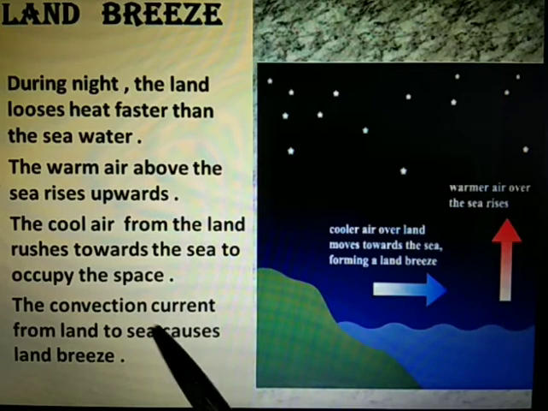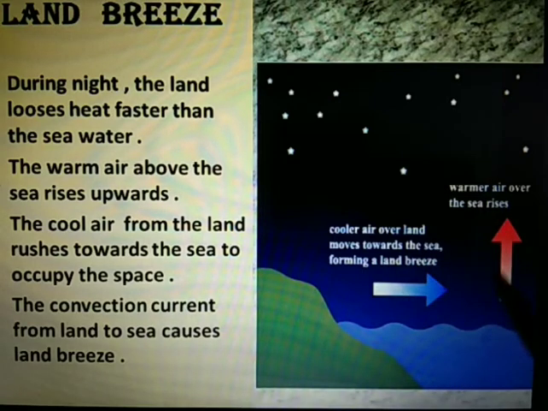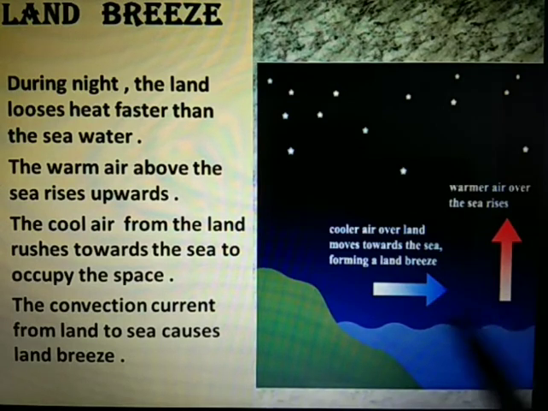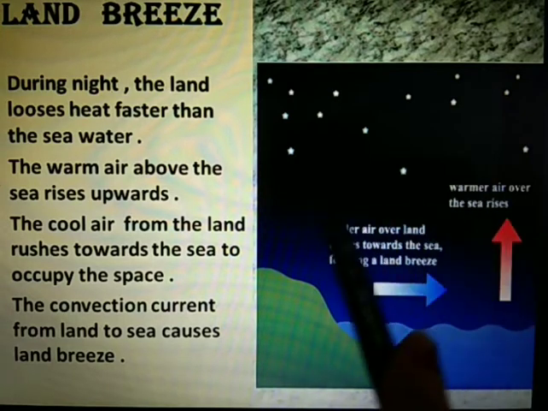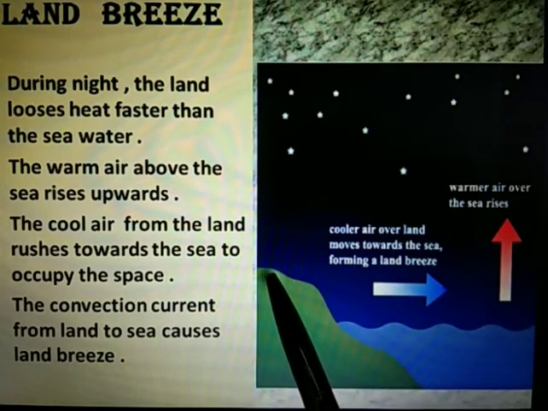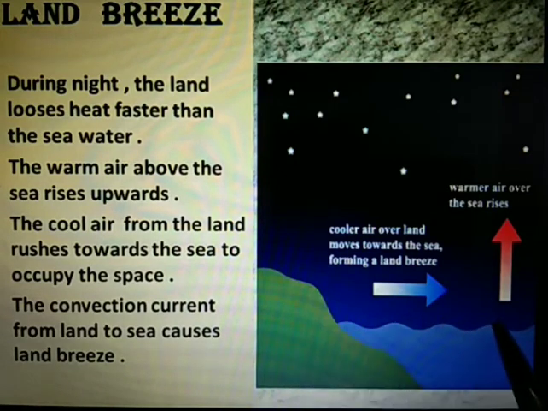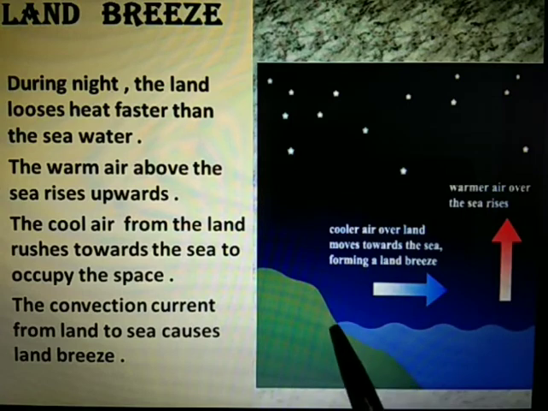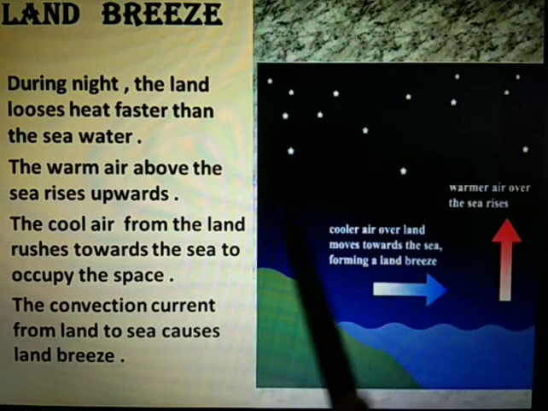During night, what will happen? The land loses heat faster than the sea water, so the air above the sea is warmer. Now that air rises up and moves towards the land, and the cooler air from the land moves towards the water to occupy that space. This type of cycle is called the convection current from land to sea. From land to sea causes land breeze.